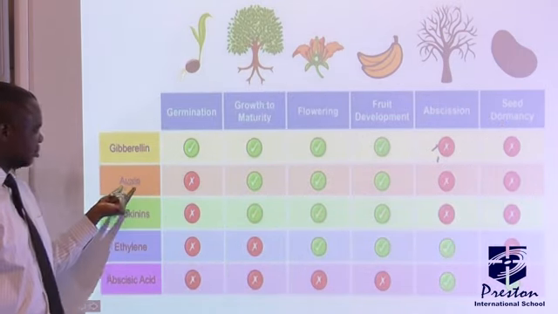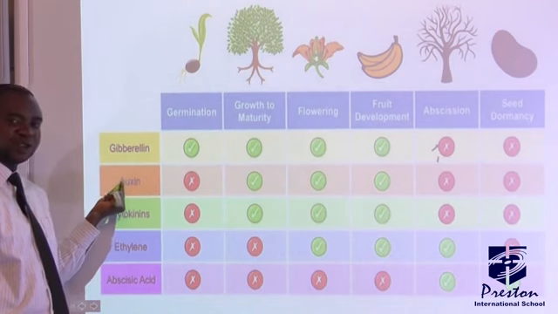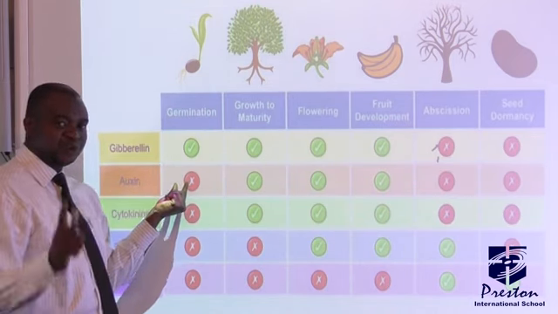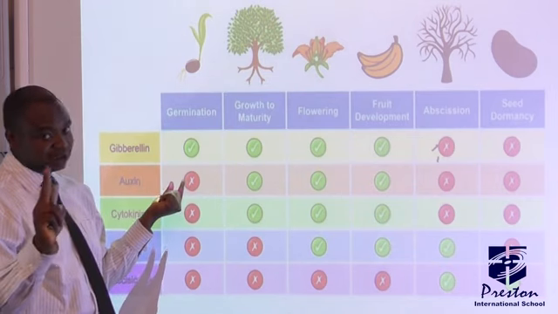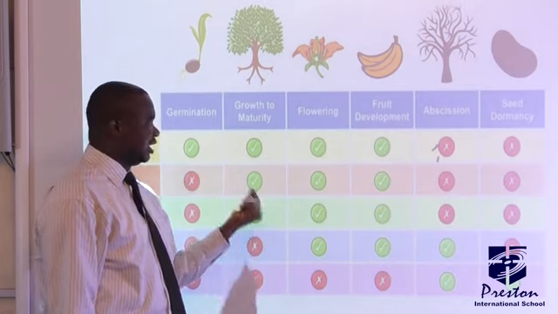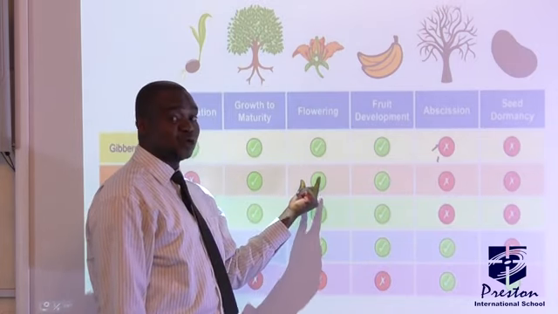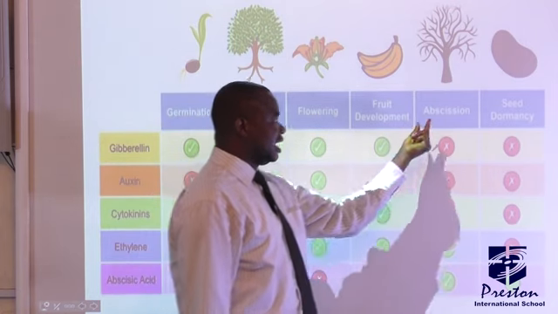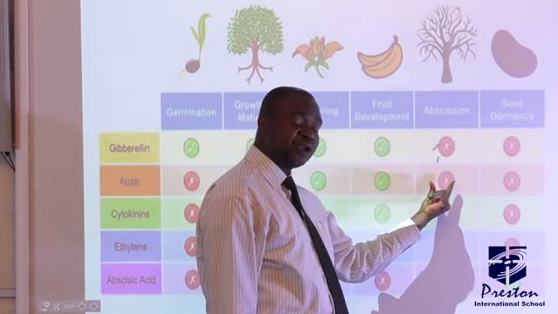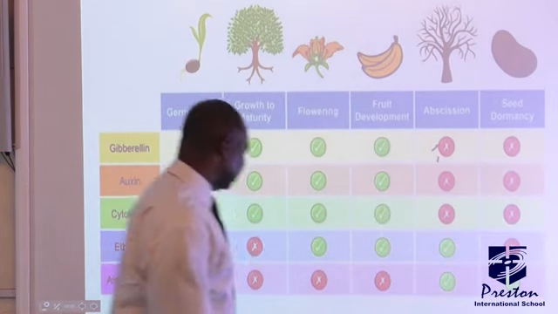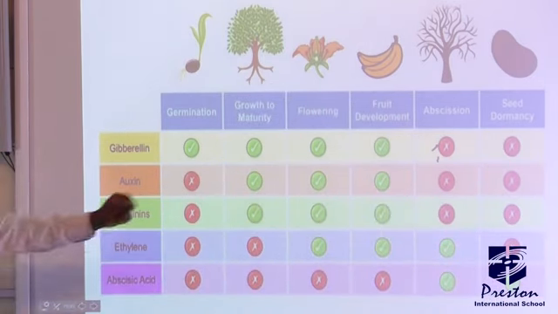Auxin, which I said is the master gland for the body of the plant. Germination is not required. Please don't mistake germination for growth. They are two different things. Then in growth, of course, it is the major power behind it. Flowering, because it's also growth, is required. Fruit development, because it's growth, is required. Now, abscission, aging, it is not needed in aging. Then seed dormancy is not required. So you can go to the charts and let's learn more about it.